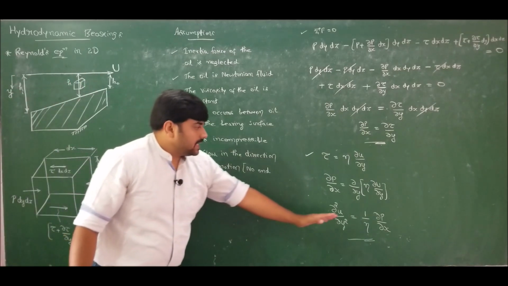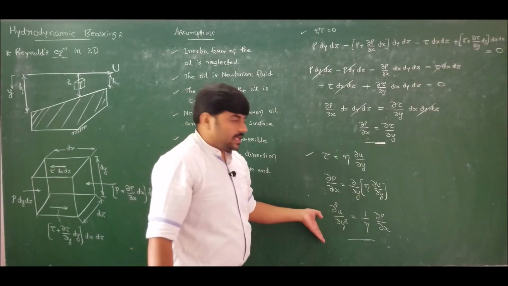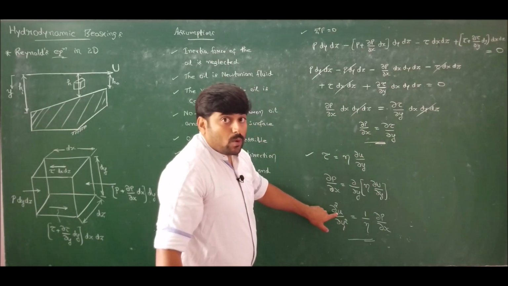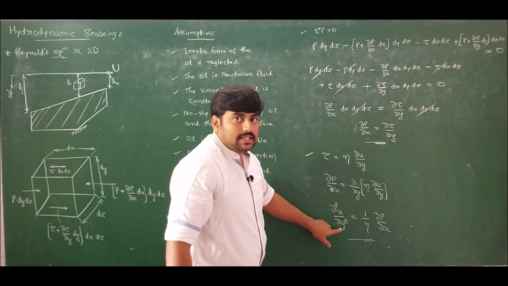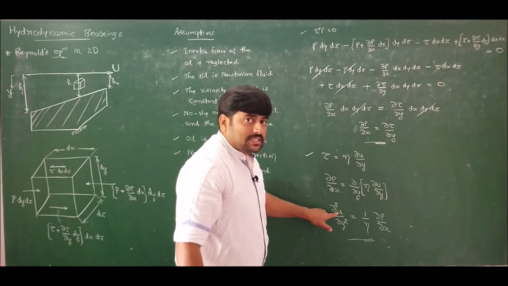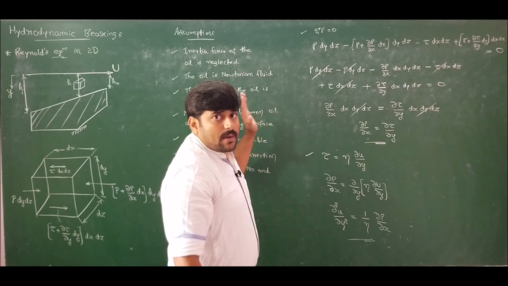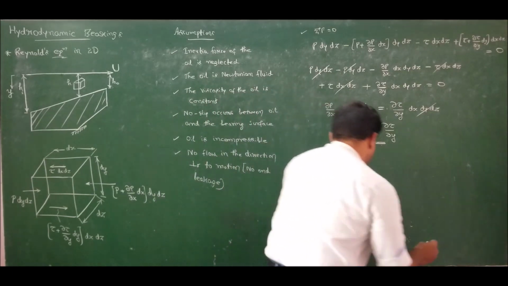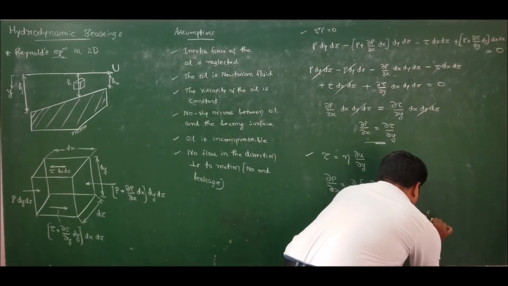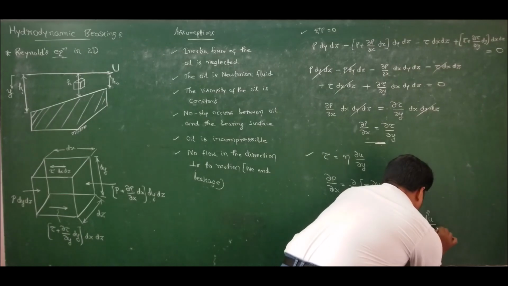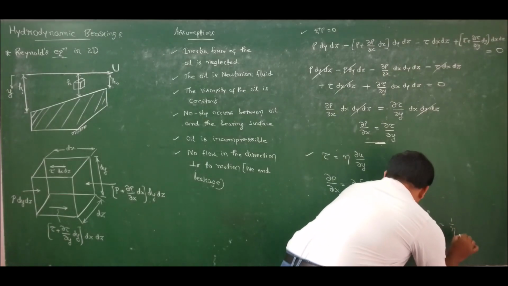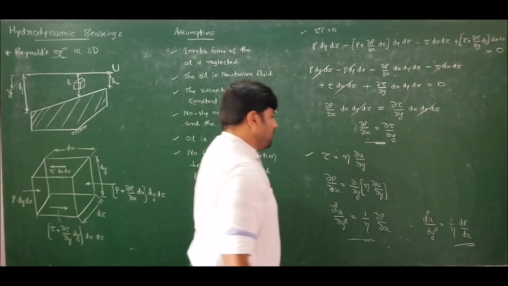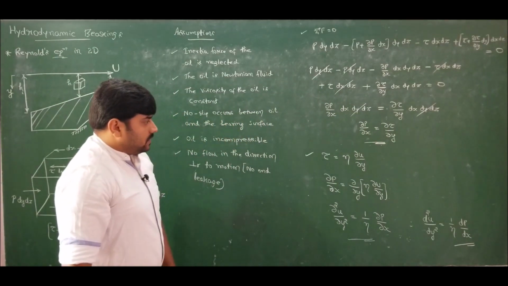So therefore I can write it as a normal derivative rather than a partial derivative, right? Partial derivative is employed if and only if U is a function of more than one direction. If U is a function of x and y, then I should use partial derivative. Here U varies only in y direction, whereas pressure varies only in x direction. At the inlet it is high, at the exit it is low. So therefore I can write this as d²U/dy² is equal to 1 by eta dp/dx, right?